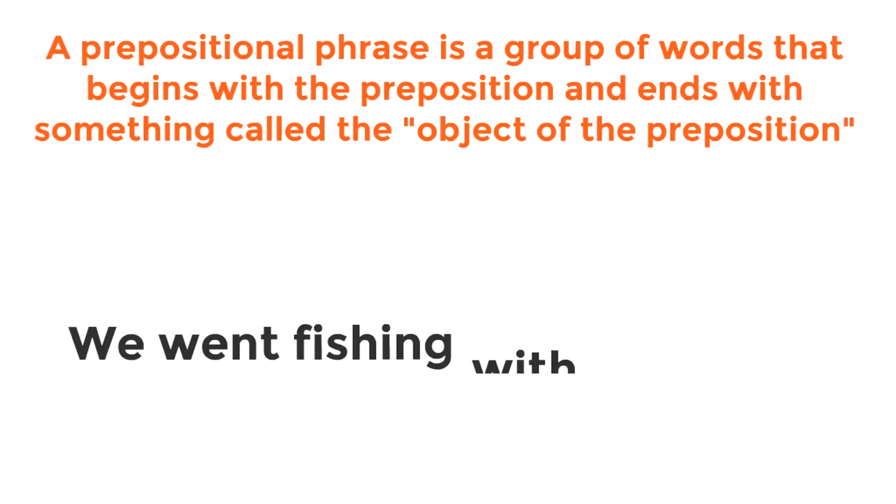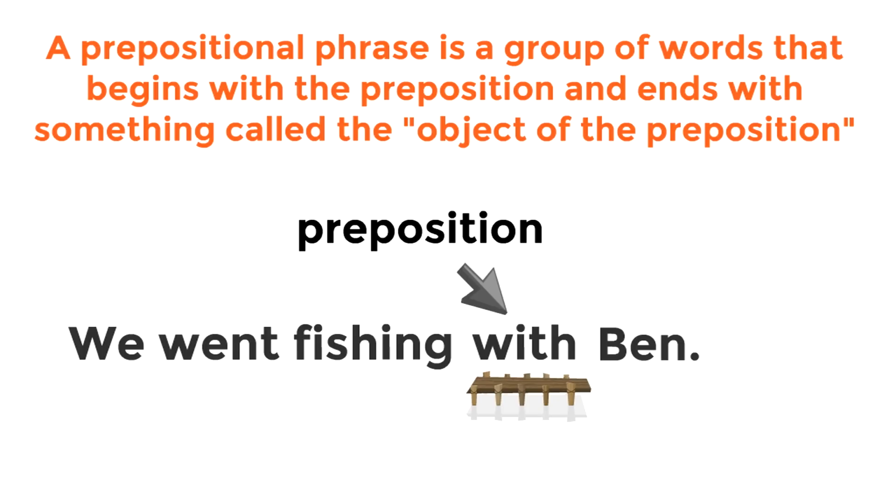Remember this sentence from earlier? We went fishing with Ben. Remember, the word with is the preposition because it's connecting the noun, which is the word Ben, to the rest of the sentence.